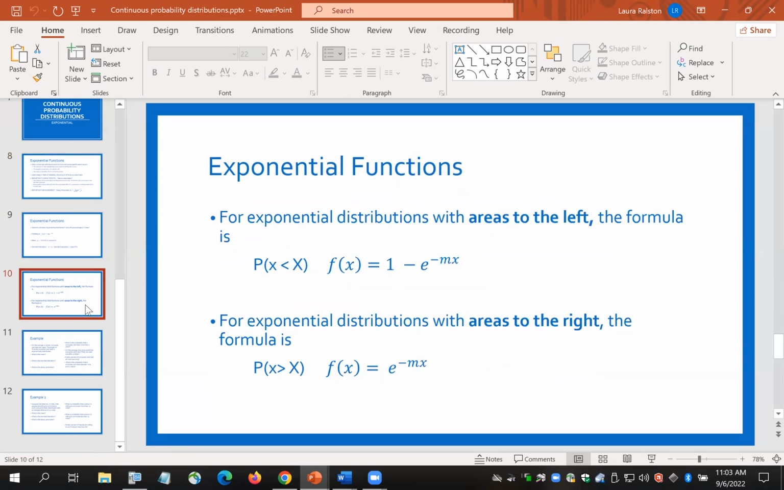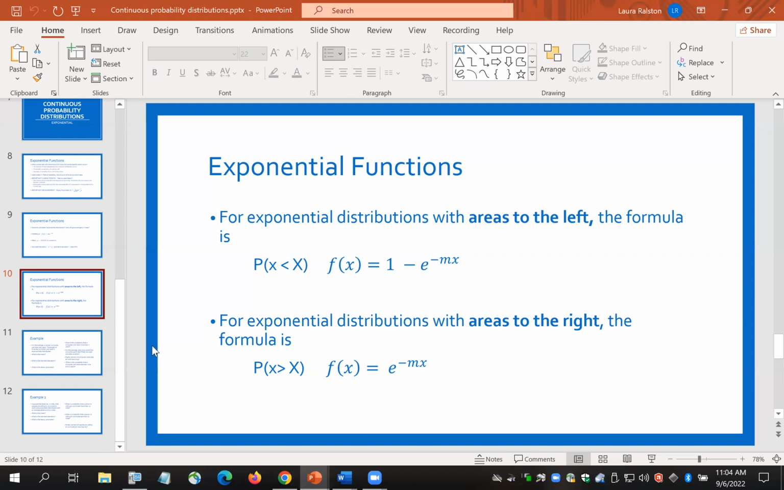I also had provided you with the formulas. This is a hand calculation or a calculator calculation that we do. It is not something where you'll be using Minitab. And so there's one formula if you are talking about an area to the left, which would typically be a less than, and there is a different formula if you're talking about areas to the right, which is a greater than, and we're going to look at how to use those formulas.